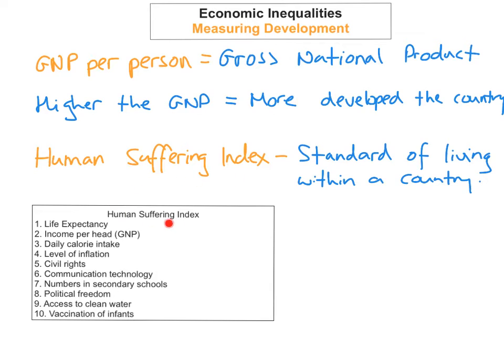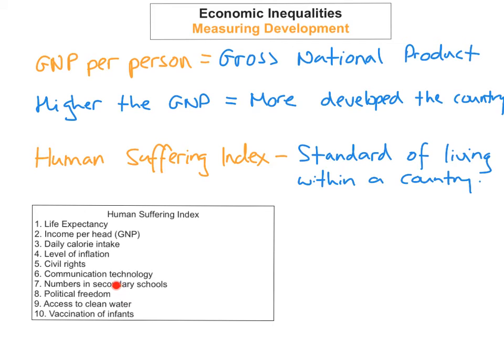Okay, so I've made out the table for the human suffering index, and it looks at 10 different things to make up the human suffering index. The first one is life expectancy, then it's the GNP, so income per head, the daily calorie intake of people, the level of inflation in the country, civil rights, communication technology, number of secondary schools, political freedom and access to clean water, and finally the last one is vaccination of infants.